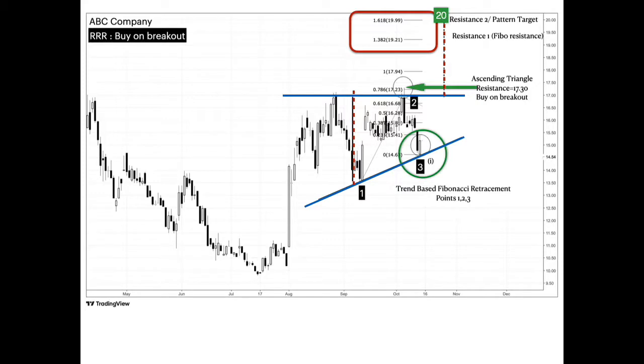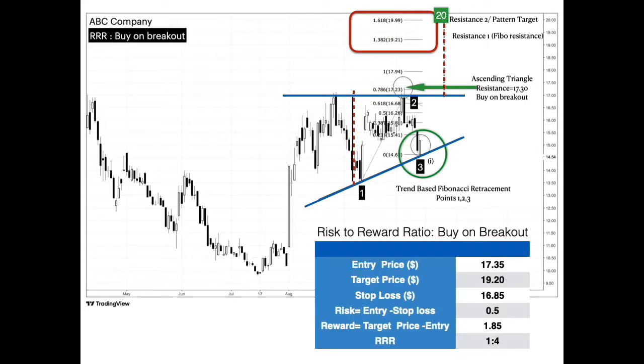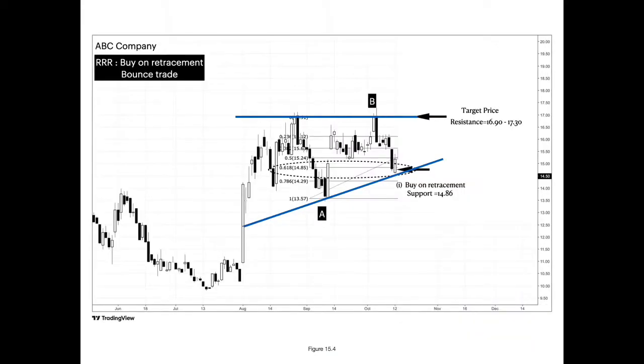In this trade, the risk is computed as 0.5 while the reward is 185. The RRR is at 1:3.7, rounded off as 1:4. Based on the RRR, this is a very good trade to take because the rewards far outweigh the risks. Now, when deciding to trade at breakout, the basic assumption is that the market is strong enough to break the strong resistances and follow through on the breakout.